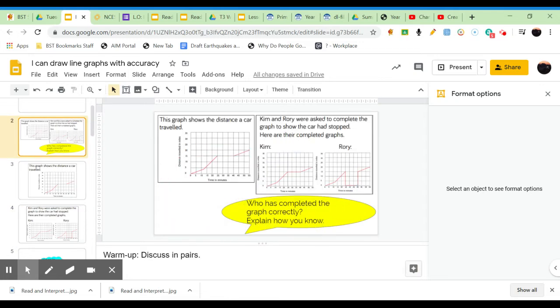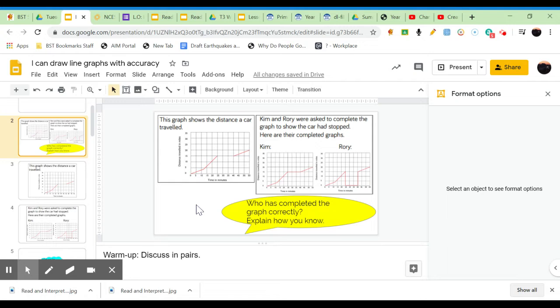Who has completed the graph correctly, and can you explain how you know? I'm just going to give you a couple of minutes to do that, and then when you've finished, can you please return to this? Thank you very much.